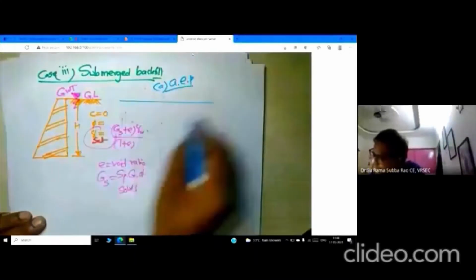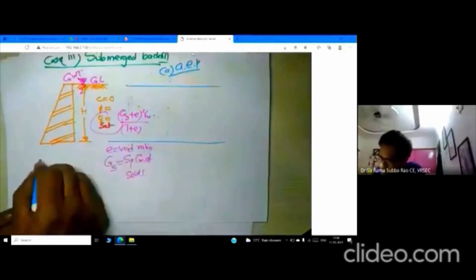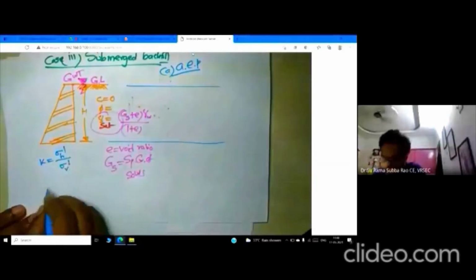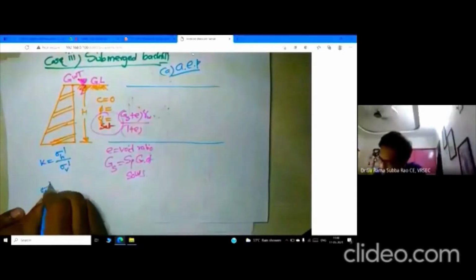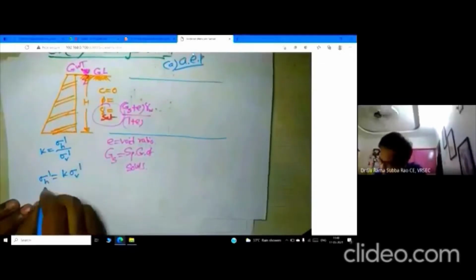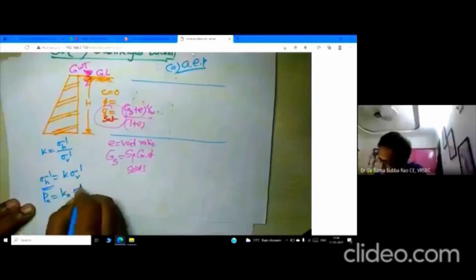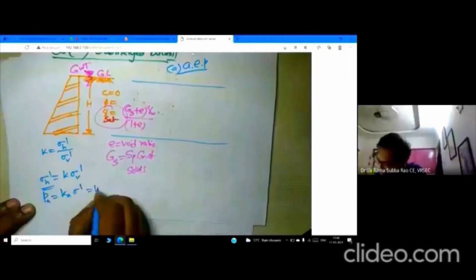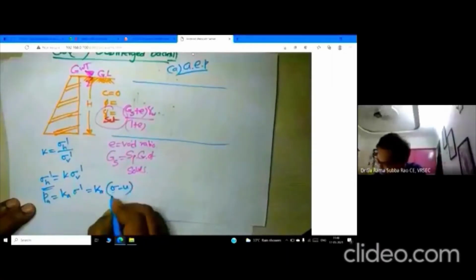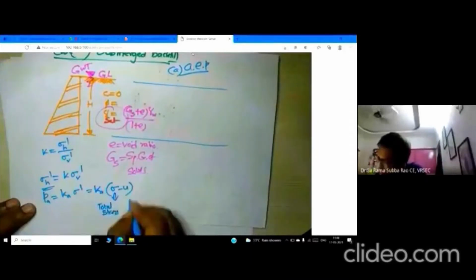So now tell me how to calculate active earth pressure. I repeatedly tell you K is sigma H dash by sigma V dash. I want active, so sigma H dash is equal to K into sigma V dash. Now I want active pressure PA. Ka into sigma dash. What is sigma dash? Sigma minus U, total stress minus pore water pressure.